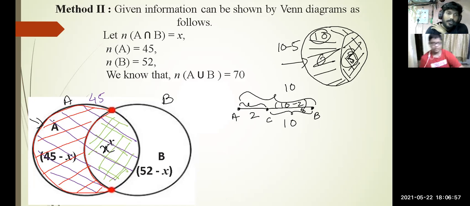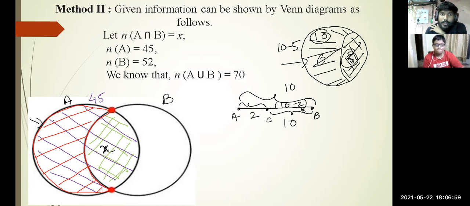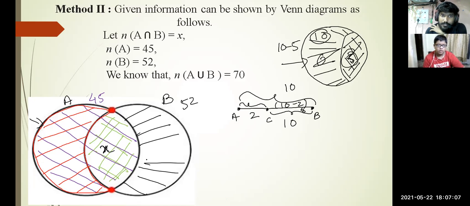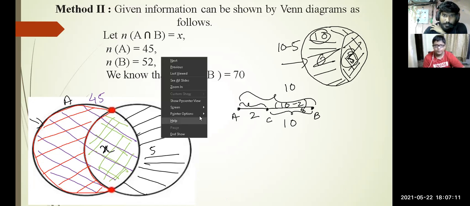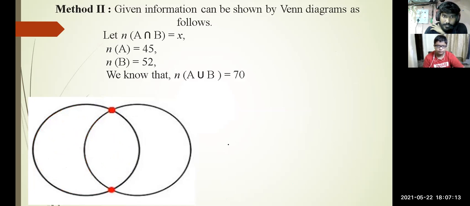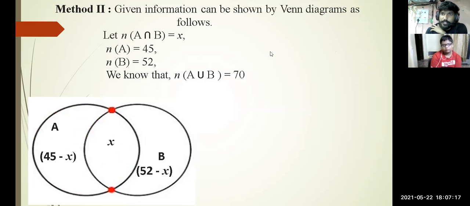What about B? This B is 52. So how much will this portion be? 52 minus X. Good. So this is X, A is 45 minus X, B is 52 minus X. Now, I hope it is clear how I got this and this. Okay.